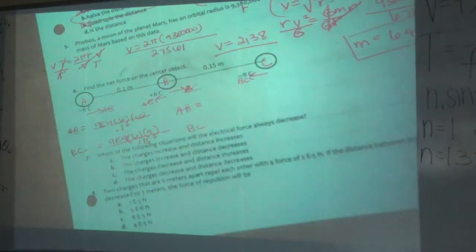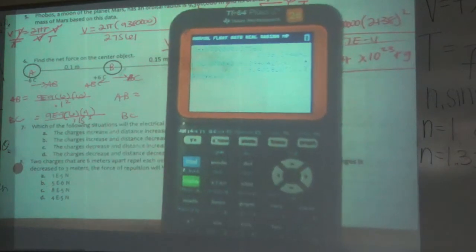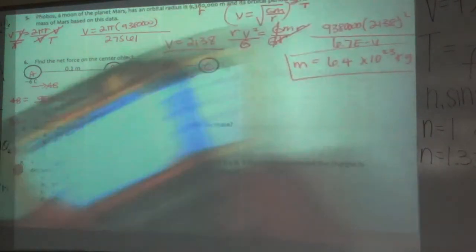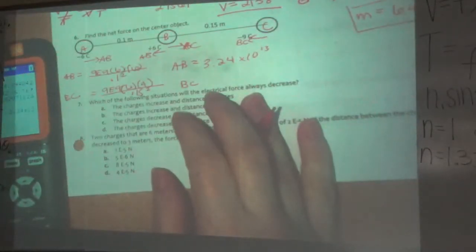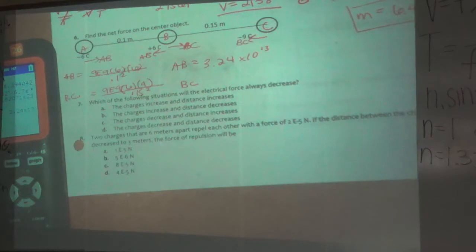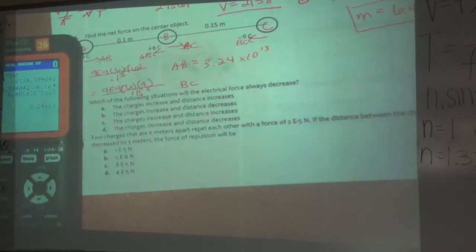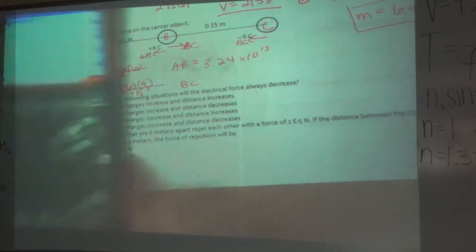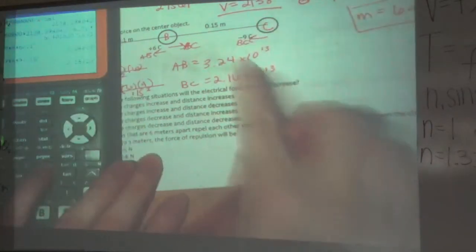And now let's just type it in. You'll notice we do not plug in the signs for this equation because that just tells me attract or repel, and we already know that. Alright, so these are my two forces.